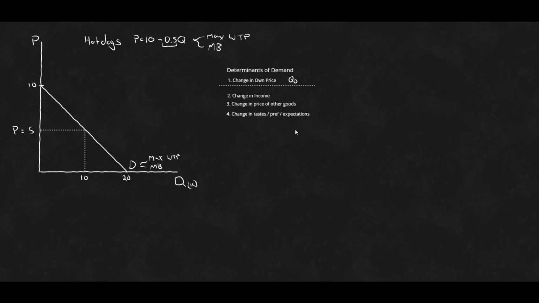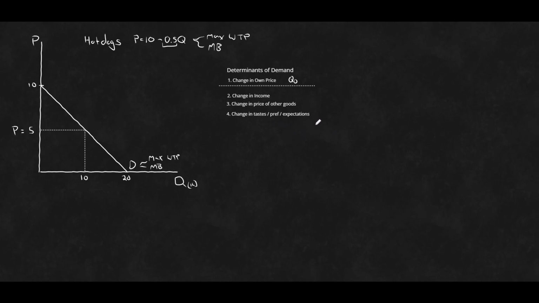Okay, our fourth determinant of demand is just a change in our tastes, our preferences, or our expectations. Essentially, what you can imagine is this is a change to our indifference curve, the level of utility we get from hot dogs. And we could look at a few different possible ways that we could talk through this. Your tastes, your preferences for hot dogs.